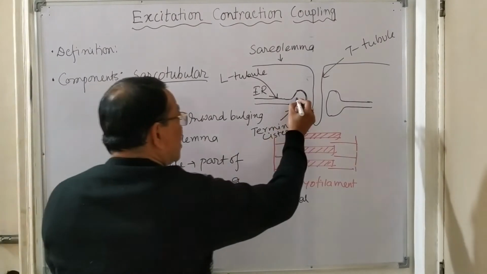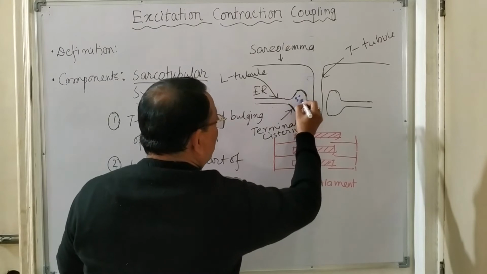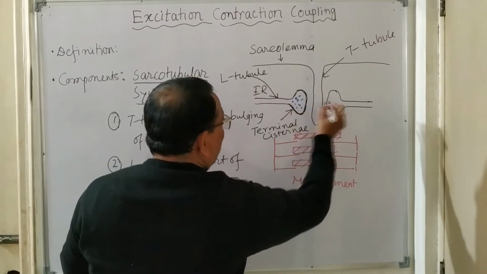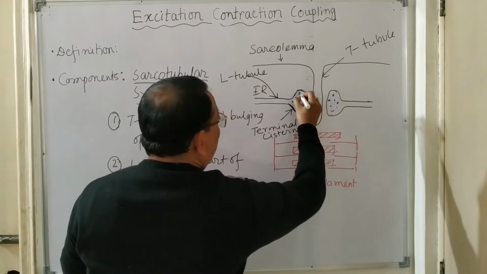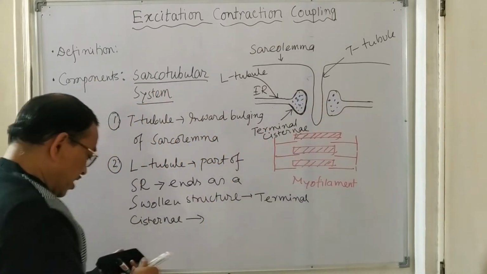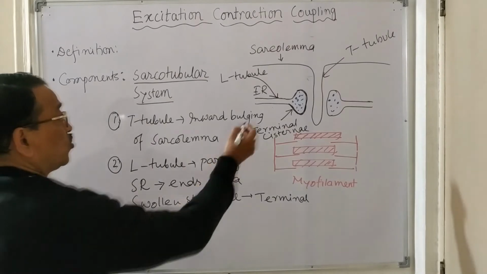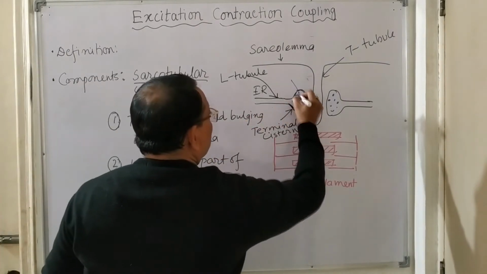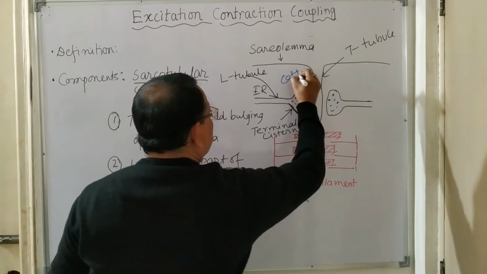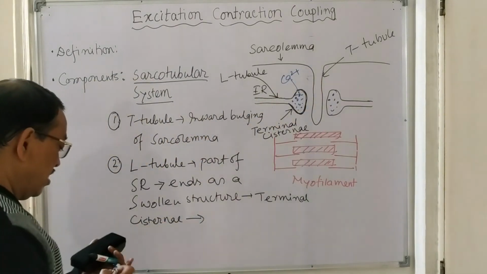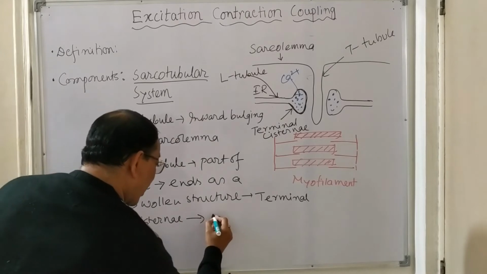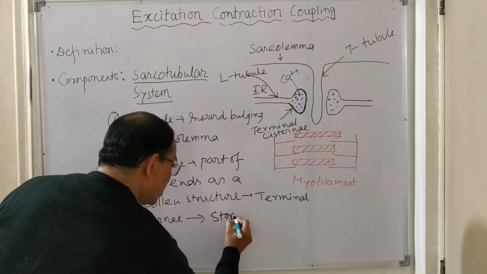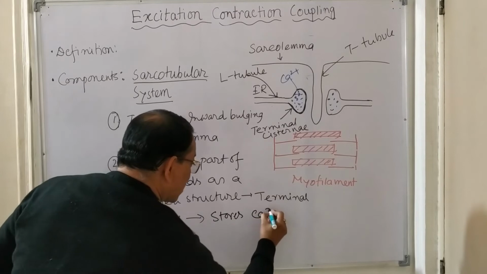contains or stores the calcium ions. Numerous calcium ions, plenty of calcium ions, are stored within the terminal cisternae. So the terminal cisternae contains or stores calcium ions.